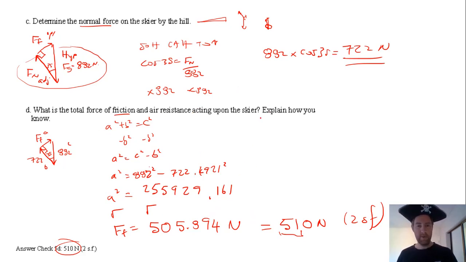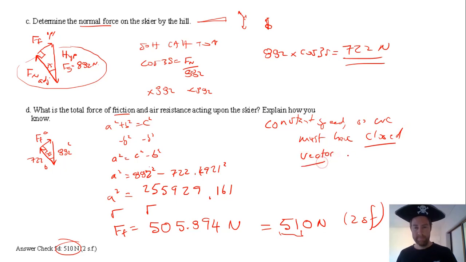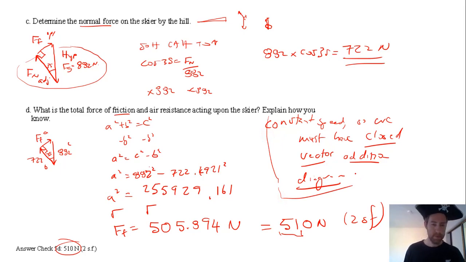What I'm asking for here is that you realize that they're going at a constant speed. So we must have a closed vector addition diagram. Okay, that's my explanation. Great. Good job on getting that book finished.